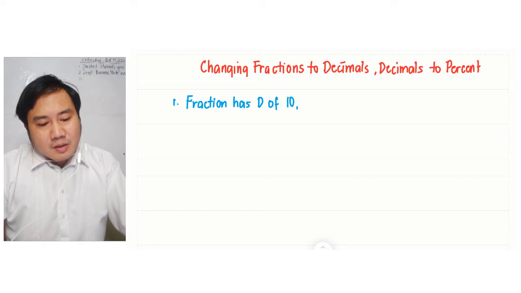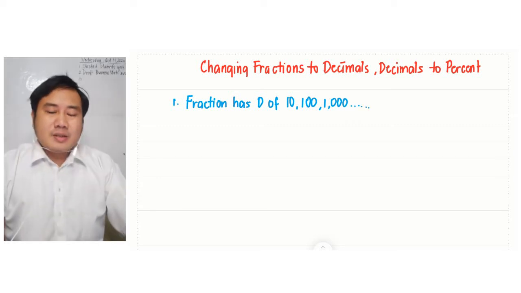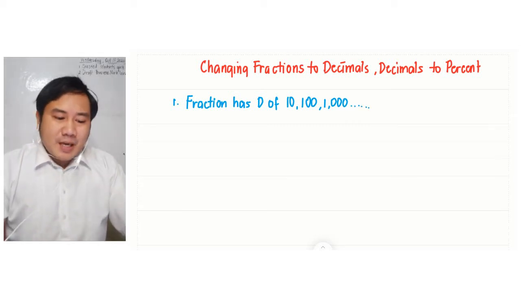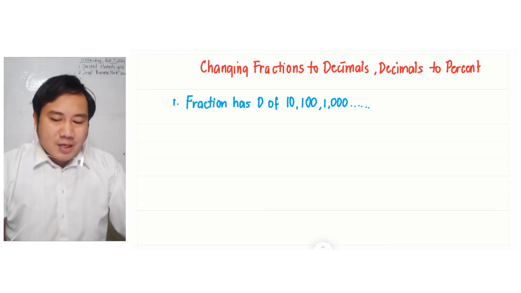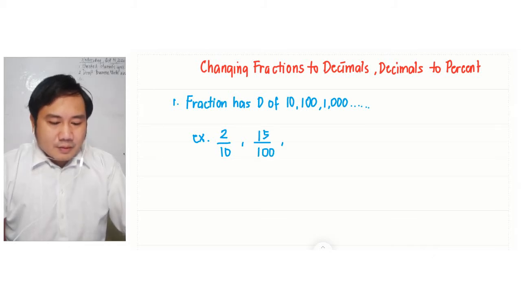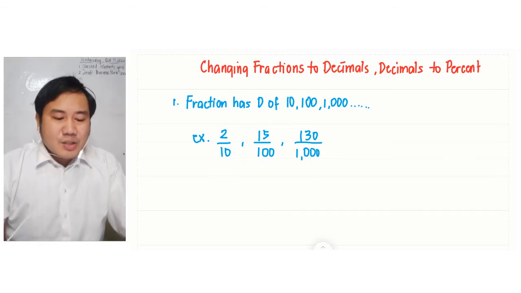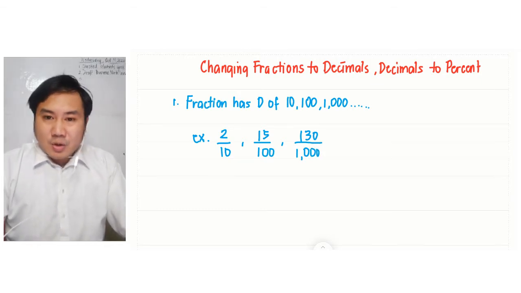10, 100, 1,000, and the like. So, kapag yung denominator niya 10, 100, or 1,000. Examples of these fractions are 2/10, 15/100, 130/1000. Those fractions have a denominator of 10, 100, or 1,000.